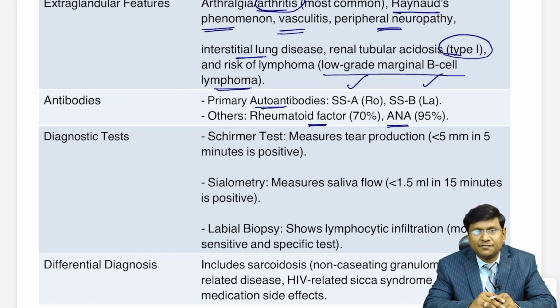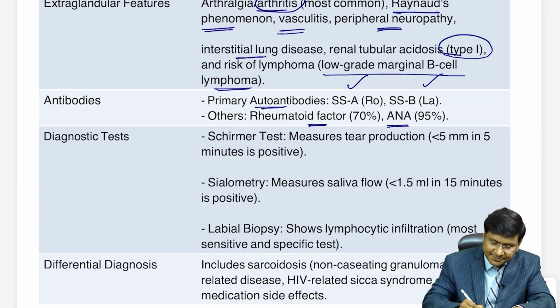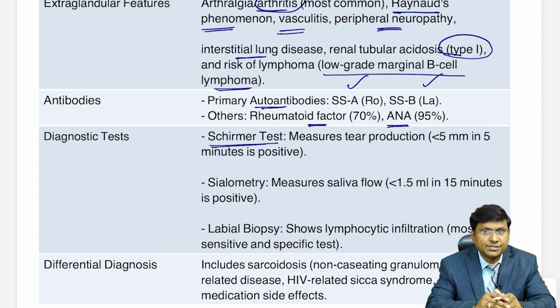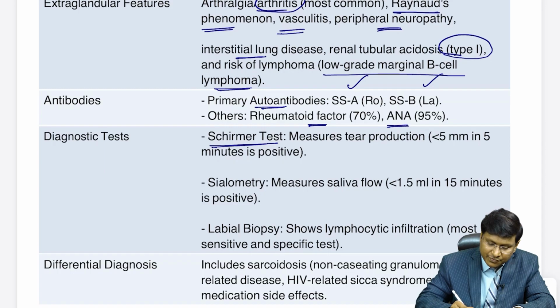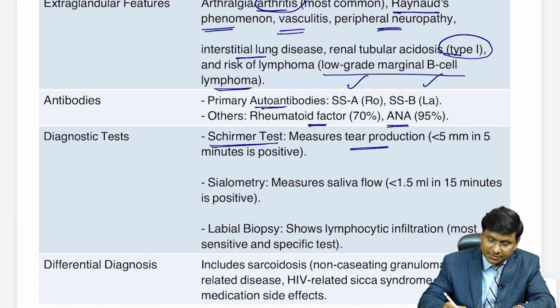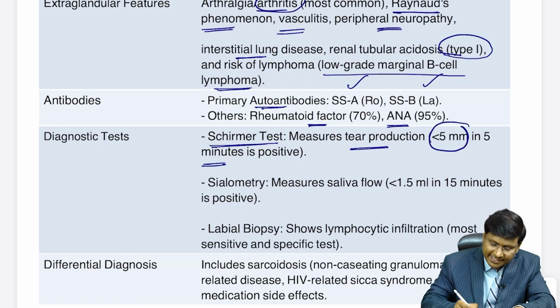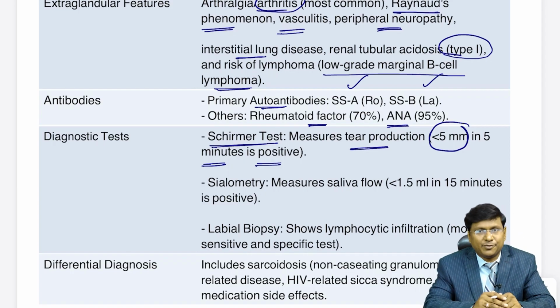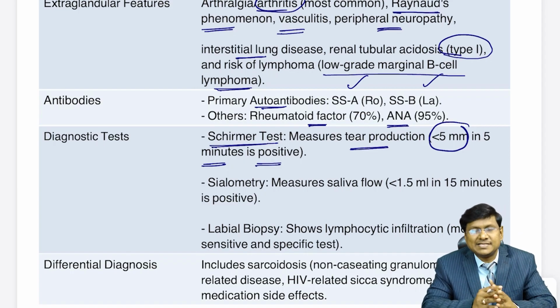Then how do you work up these patients with Sjögren's? So the workup in patients with Sjögren's, how will you check for the tear secretions? You will be able to check for the tear secretions by Schirmer's test. So Schirmer's test is the one which will measure the tear production. If the tear production is less than 5 mm in 5 minutes, then the Schirmer's test is considered to be positive.